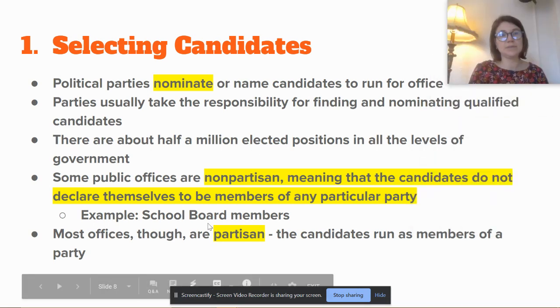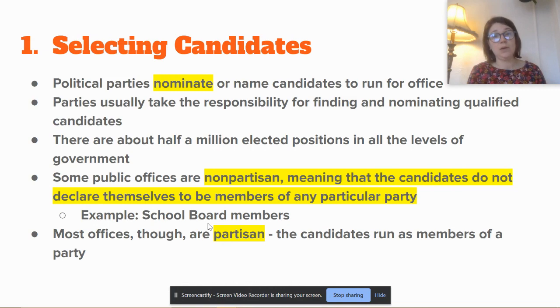Selecting candidates. Parties nominate or name candidates to run for office. Parties will usually take the responsibility for finding and nominating qualified candidates. So maybe you're not interested in politics, but as a community leader, you've been very active in organizing food drives and other kinds of community events. A political party would say, hey, this person seems like they share the values of the party.